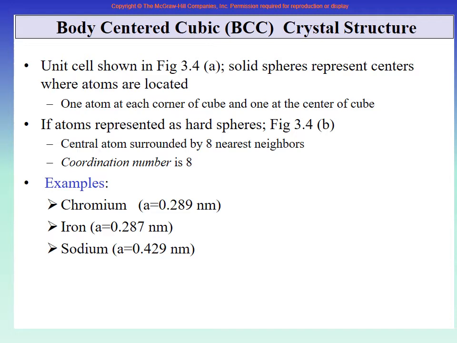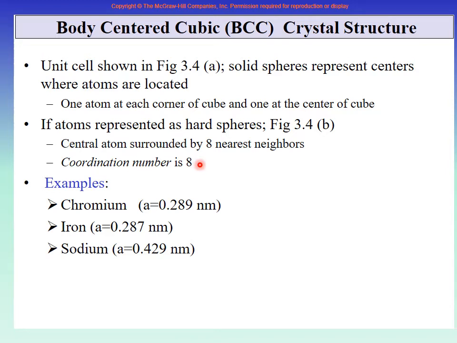One extra atom is added in the center of the cube, it is body centered cubic. So it is only with one extra. Face centered will be with 6 extra. So body centered cubic is the simplest one. And we will discuss something called the coordination number.